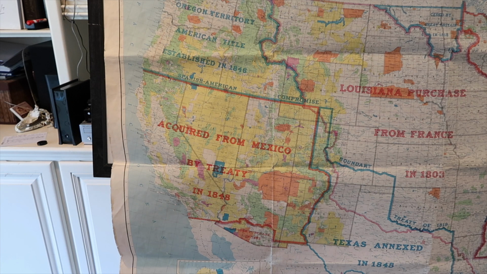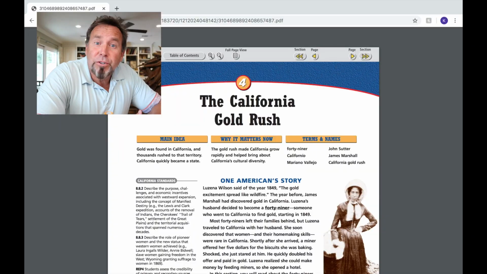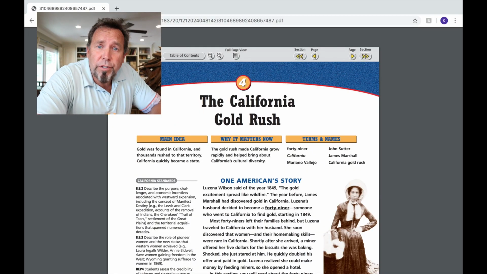So now let's get right into the chapter and take a look at some of the ideas, pictures, photographs, paintings that we can see in chapter 13, section 4. So now we're ready to go over the chapter and take a look at some of the text and some of the photographs and some of the paintings.